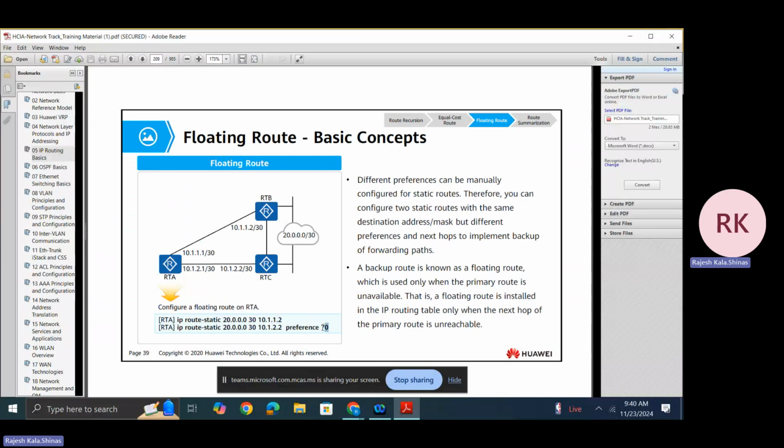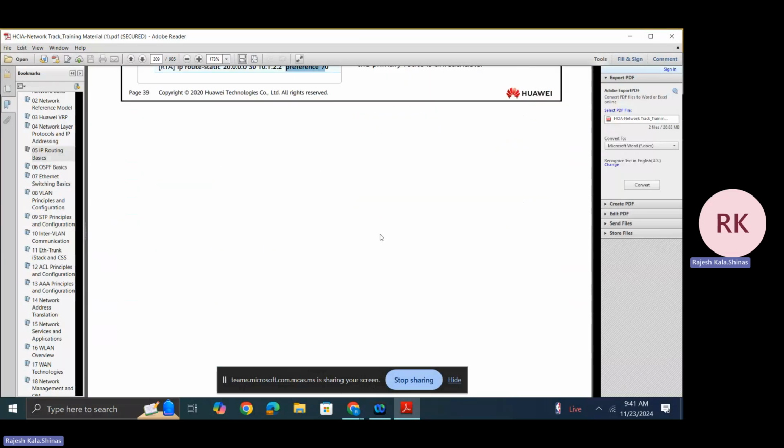So this is a floating route or backup route, because the preference value is higher, 70. The default is say 1 or 0 something. But here this one is more compared to the other one. So you will not choose this route, this will be the floating or backup route. Whenever the main route is down, then only we'll choose this one. That is a backup route.